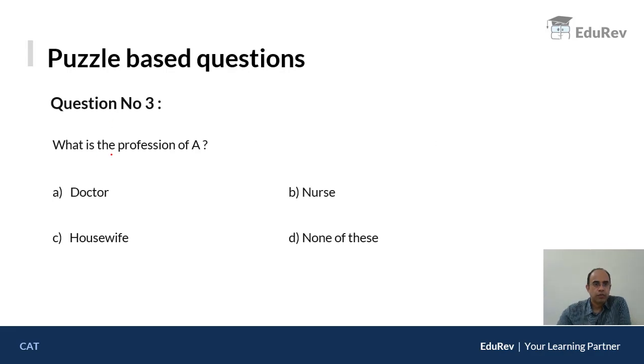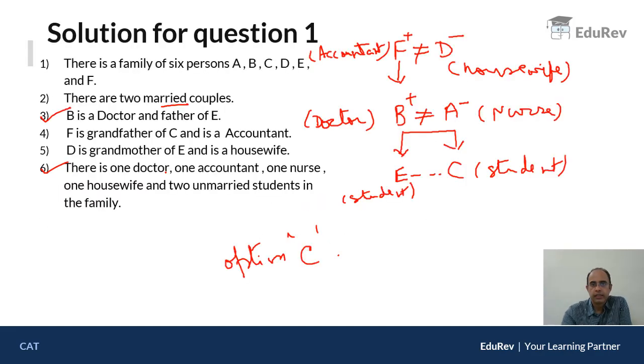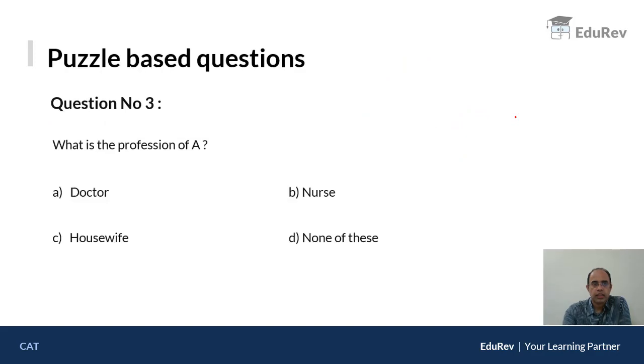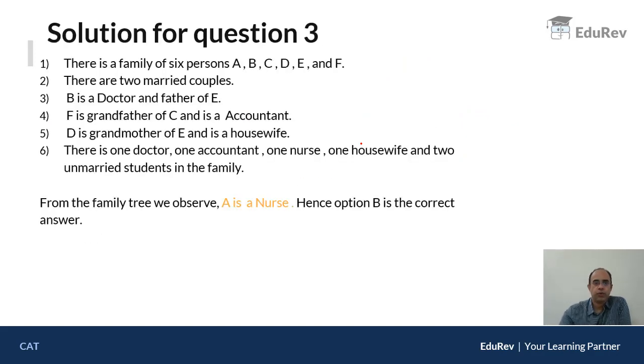Third question, guys. What is the profession of A? Fine, let's move back. What is the profession of A? We observe here A is a nurse. Hence, we take A to be a nurse. Therefore, option B is the correct answer.